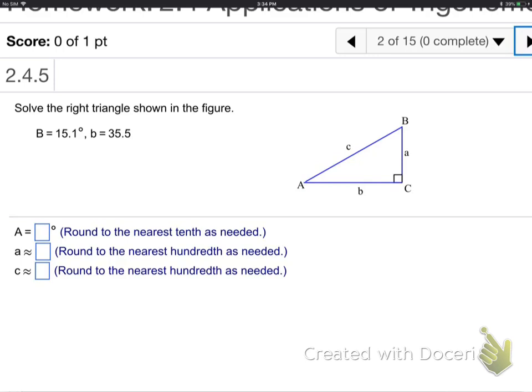All right, how we doing? Is this making sense? Let's try it. So the capital B is 15.1 degrees. And the other angle, subtract from 90. Here, I'll just put this in like this. 15.1 degrees. Capital A will be 90 minus 15.1, 74.9 degrees.